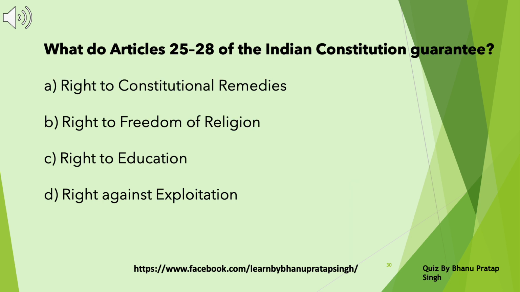What do Articles 25 to 28 of the Indian Constitution guarantee? A. Right to constitutional remedies. B. Right to freedom of religion. C. Right to education. D. Right against exploitation. Choose the correct answer. Answer B. Right to freedom of religion.